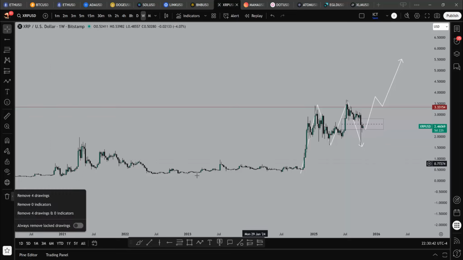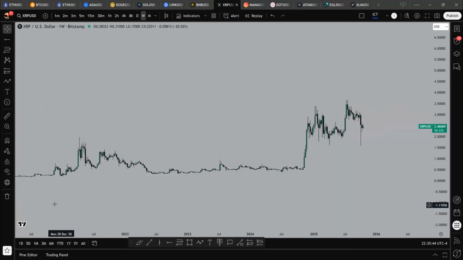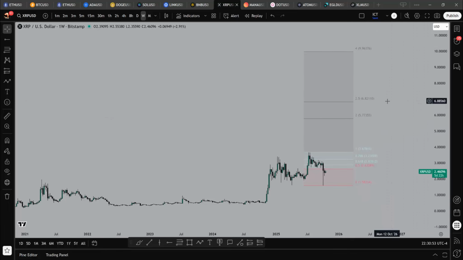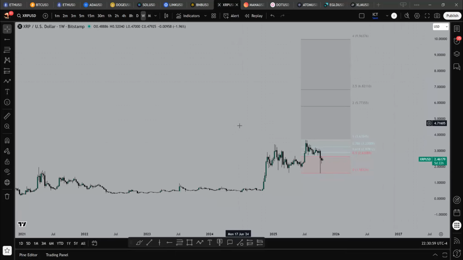As far as price targets, let's use our fib. Let's use the wick, why not? Might seem crazy, but typically the 2.5 is pretty easy to hit, so maybe a nice $7 or that nice $10. I think people will be very excited if we get $10 in XRP.